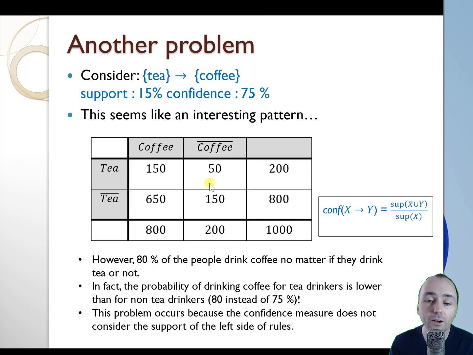So here the problem is, okay, if you drink tea, how likely are you to drink coffee? Okay, let's have a look together. For the tea, there are 200 persons and 150 who drink tea also drink coffee. So 150 divided by 200 means the confidence is 75%.